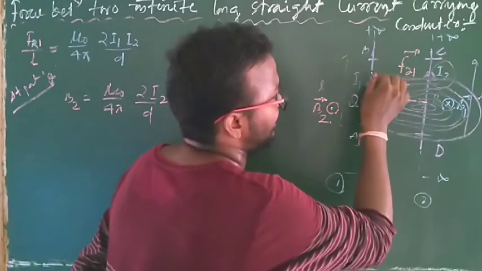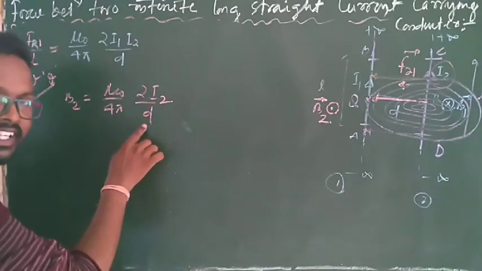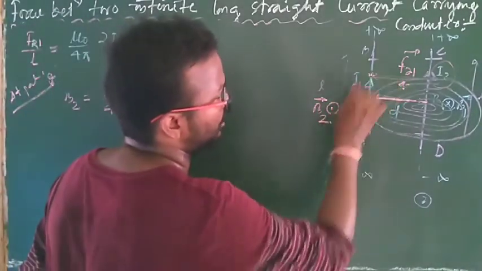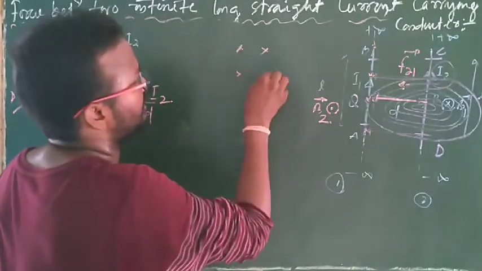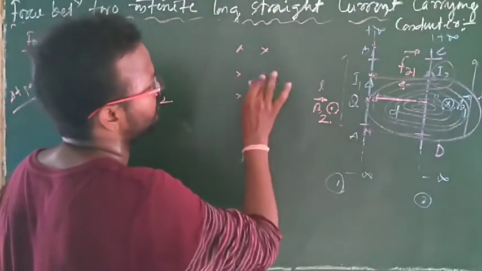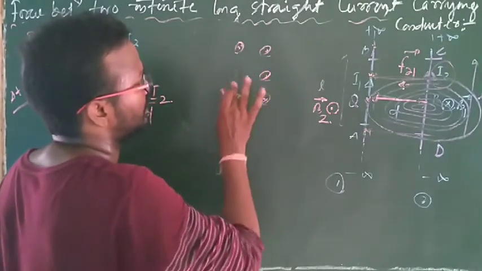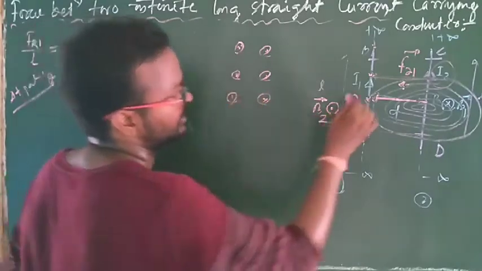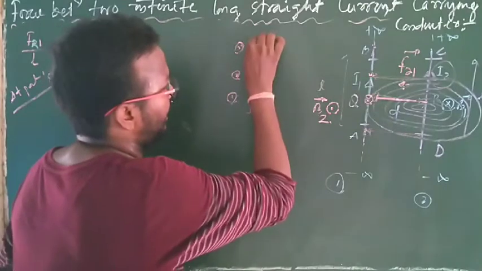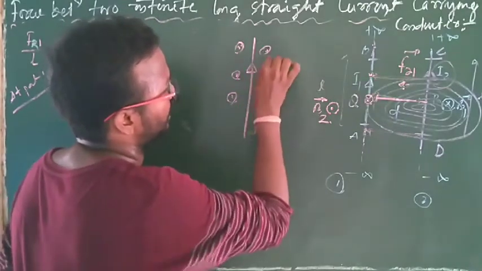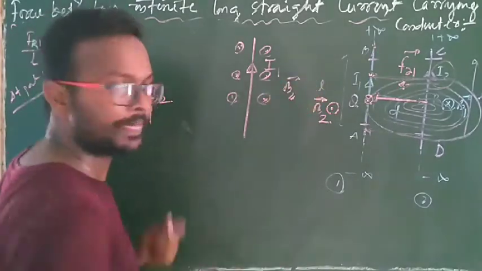So at a distance D, the magnetic field strength B2 is equal to mu naught by 4 pi into 2 I2 by D, and in this case also B2, and here also B2. That means this is the uniform magnetic field; the dot represents the uniform magnetic field, which is in the outward direction. This is the direction of current I1, and this is the direction of magnetic field B2.